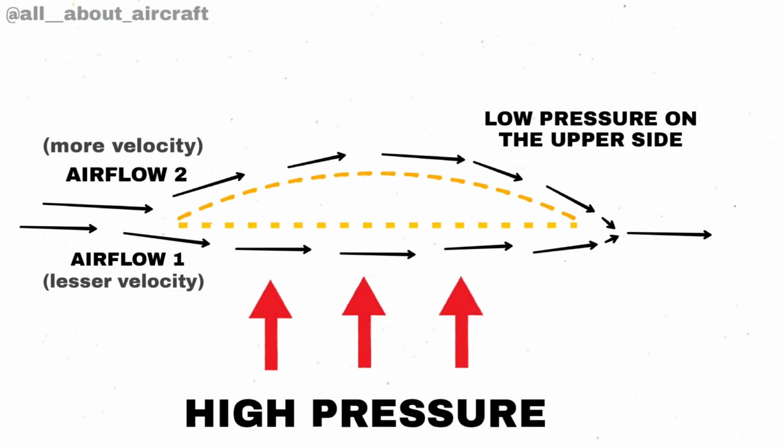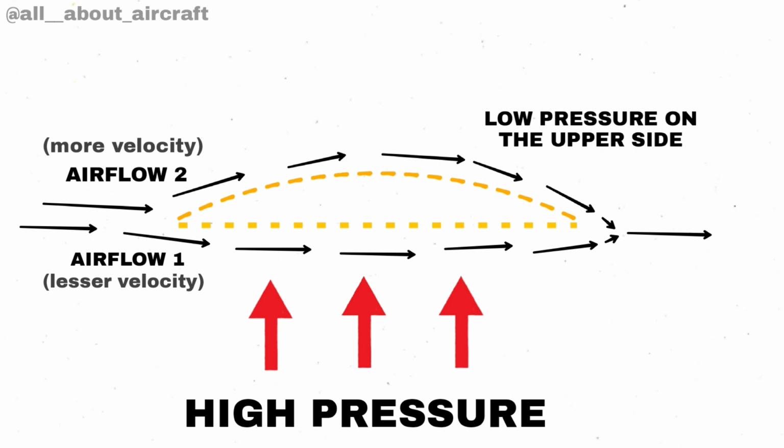Now let's put this example into the airfoil. Now replace the sprinters with the airflow. That becomes airflow 1 and airflow 2. Airflow 1 is at the lower velocity, and as we discussed, if velocity is lower, the pressure is high. So let's include that. And what's up with airflow number 2? It is at higher velocity to cover more distance due to the curve. Hence pressure here is lower.